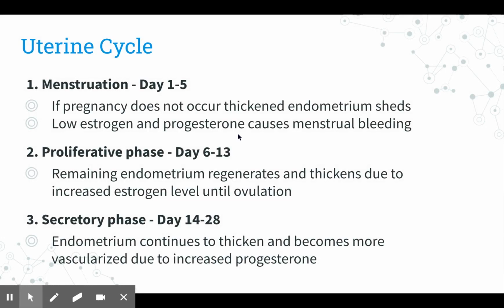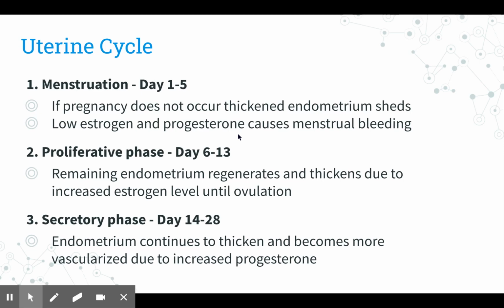Now, the uterine cycle, this is what's happening inside the uterus, starts with menstruation. So menstruation is actually the beginning of a new cycle. If pregnancy has not occurred from the previous cycle's ovulation, then the thickened endometrium will shed. It sloughs off the walls of the uterus and is passed out through the cervix as menstrual fluid. It's a drop in estrogen and progesterone that causes this menstrual bleeding.